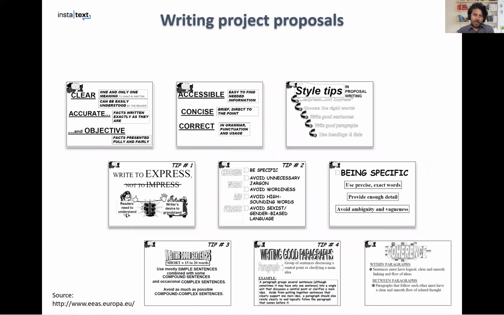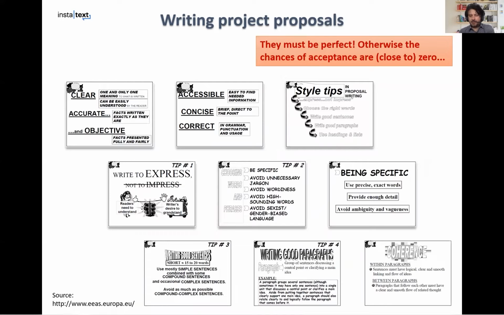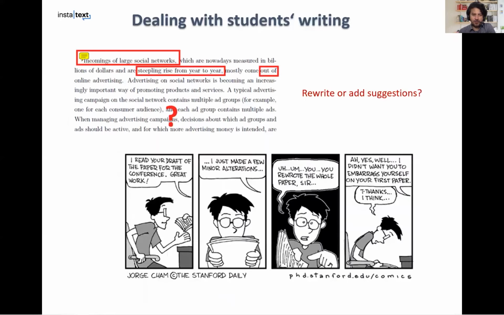Now, writing project proposals is another topic where writing is extremely important. Here are some slides by the European Commission. They're all about clarity, about conciseness, how to make our proposals really well understood. So in a way, these proposals must be perfectly written nowadays, because there is such big competition in this field, and otherwise our chances to be accepted are really close to zero.